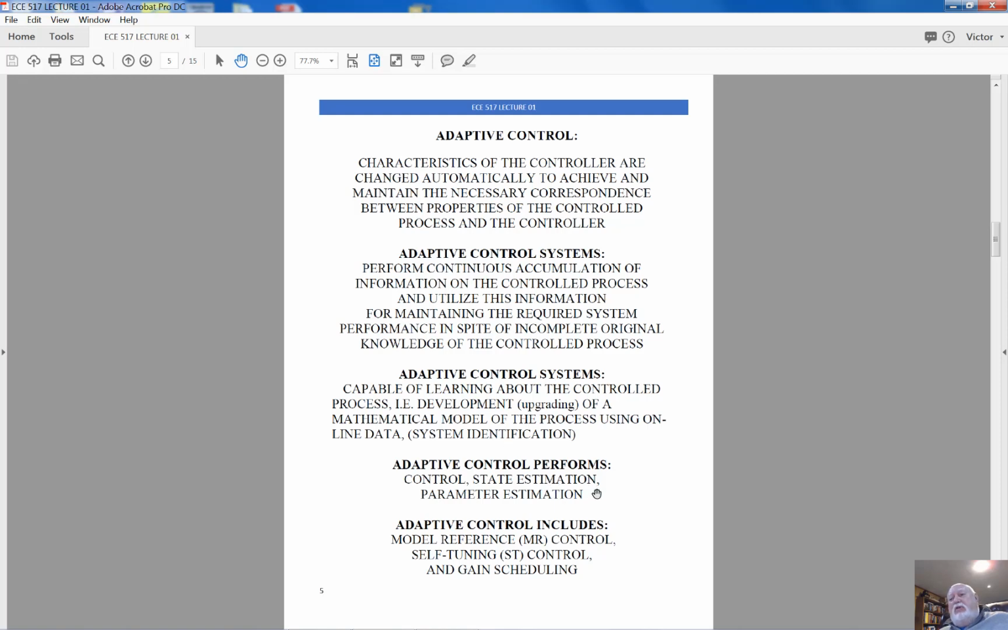Adaptive control facilitates solution of the control problem, state estimation problem, and parameter estimation problem. So I don't want you to assume that adaptive control is only to build a control system. No. You can build a control system, you can perform state estimation, and you can perform parameter estimation.